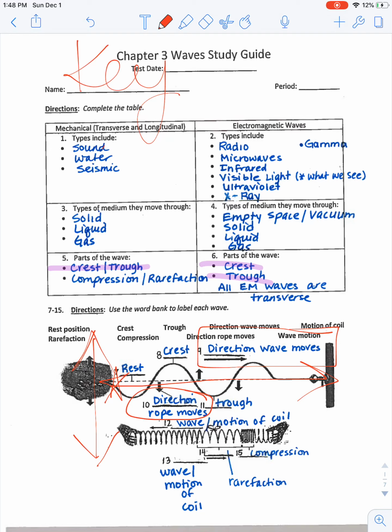Then if I look at my longitudinal wave there, number 12, the wave and the little spring coil are both going to be going this way. Hand, hand, wave. The hand is going in and out. The wave is going in and out. They're parallel. So the wave and the coil for 12 and for 13. 14 is our rarefaction, that's our spread out part. And 15 is the compression, that's that close together part.